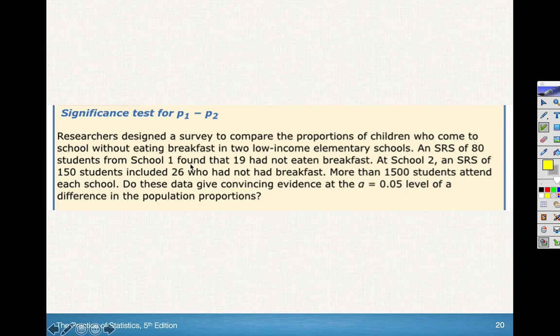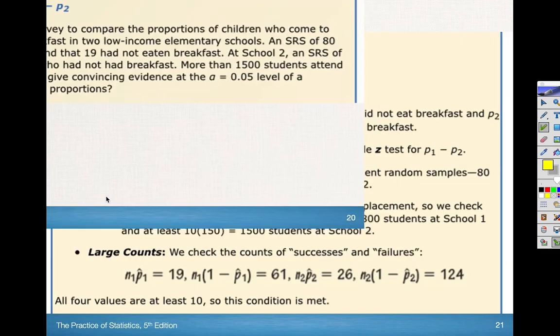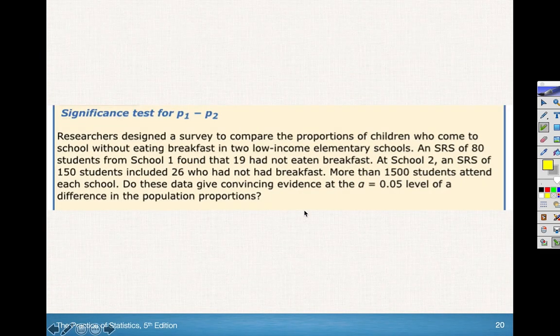26 had not eaten breakfast. More than 1,500 students attend each school. Well, we needed to know that so that we could pass the 10% condition. Do the data give convincing evidence at the 0.05 level of a difference in the population proportions? Difference is the keyword for not equals to.